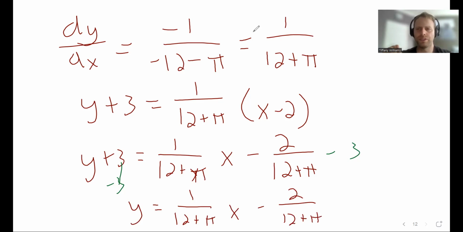And then what I'm going to do is get a common denominator for that 3, so that I can combine and just have one written out y-intercept, if that makes sense. So I need a denominator of 12 plus pi, which means I'm going to have up top a 12 plus pi as well. That's why I'm going to have 36 plus 3 pi. That was the product of 3 times 12 plus pi. Remember, I'm writing 3 as 3 times 12 plus pi over 12 plus pi. That's why I get that.